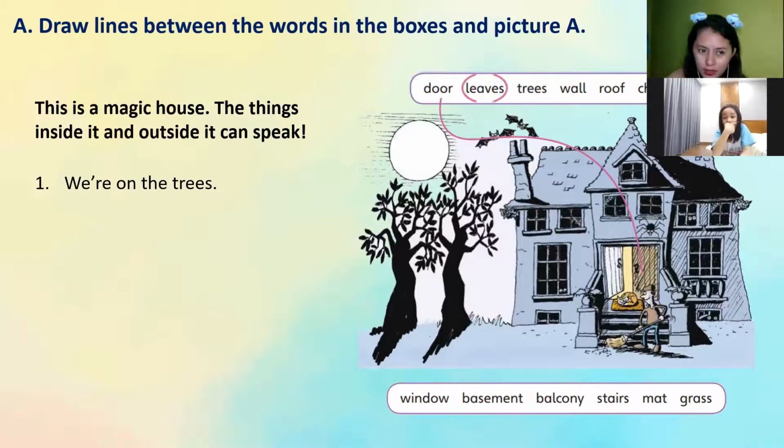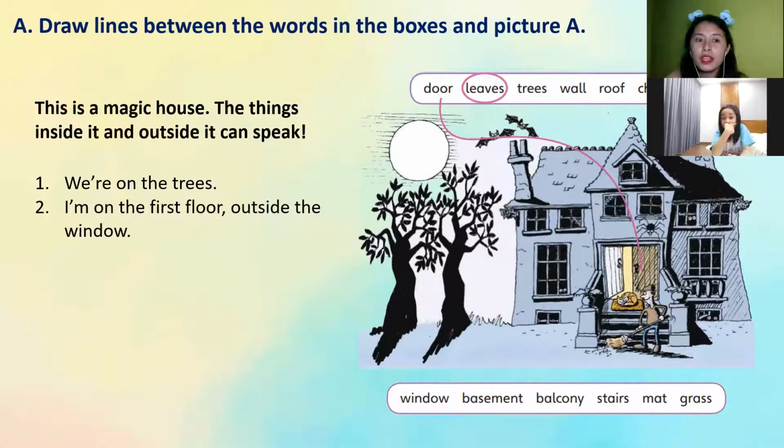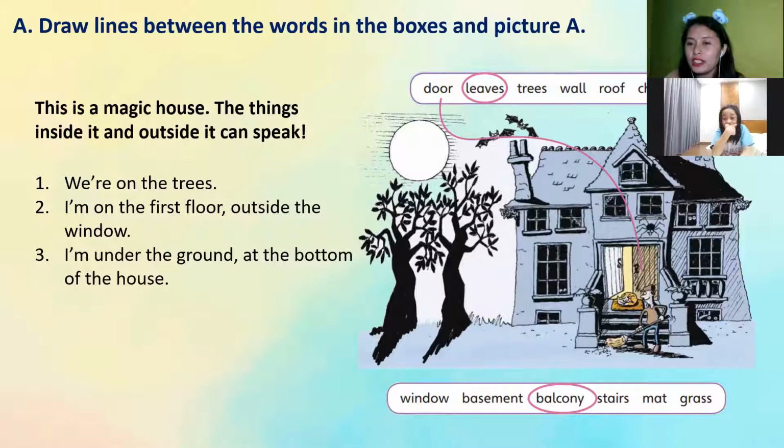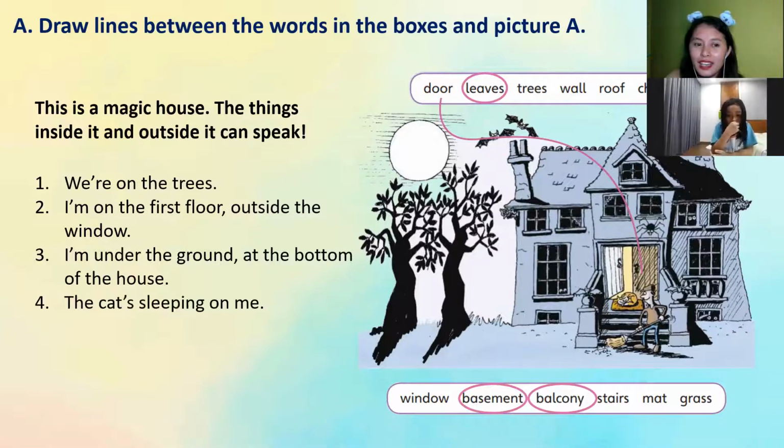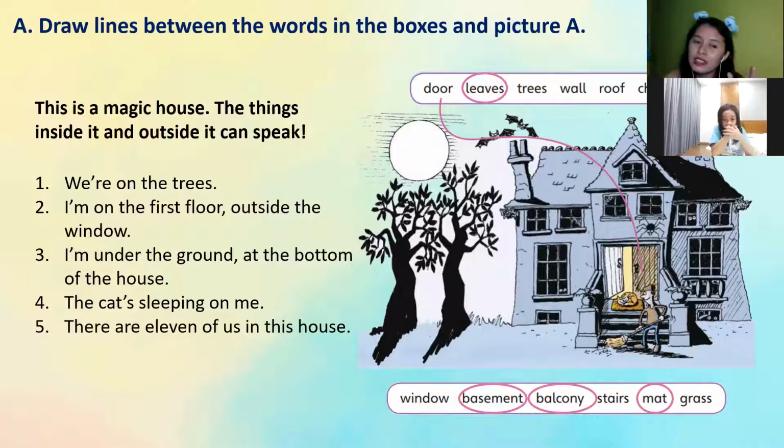We are on the trees. I'm on the first floor, outside the window. I'm under the ground. Can you see someone under the ground or something? At the bottom of the house. Oh, is it scary? The cat is sleeping on me. That is the mat. And there are 11 of us in this house.